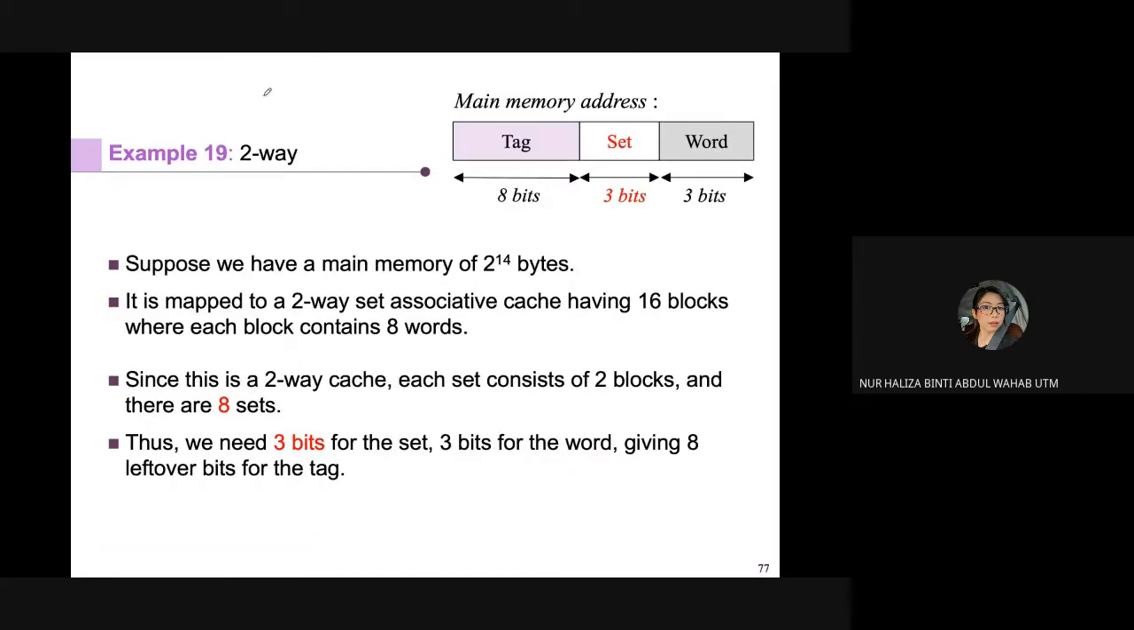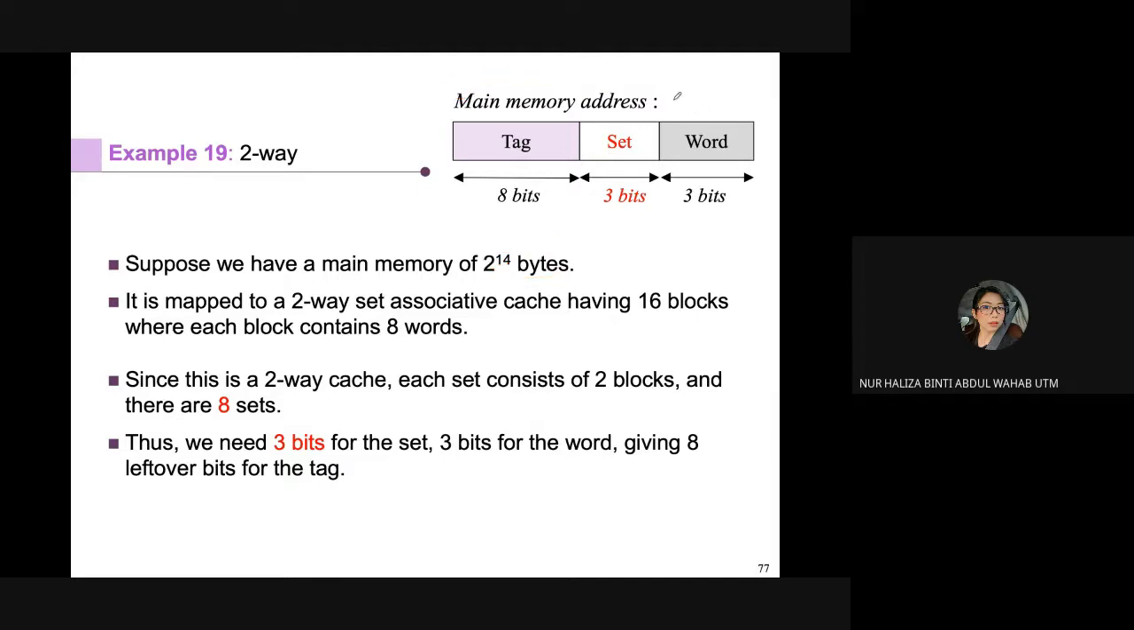Okay, you have several ways. Later on you will see 2 ways, 4 ways, and then another one, 8. What is 2-way set associative mapping? You're going to see over here how to draw your cache memory table. In this question you are given 2 to the power of 14 bytes, and of course this is 14 bits all together for your main memory.